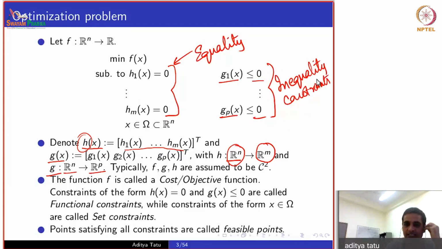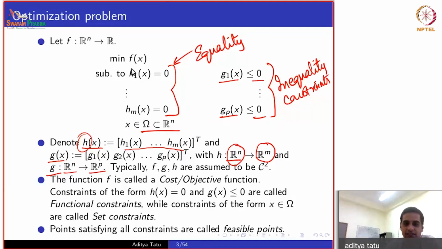Apart from these two types of restrictions that x should admit to, you can also prescribe a set omega, a given subset of Rn. x must be restricted to omega.